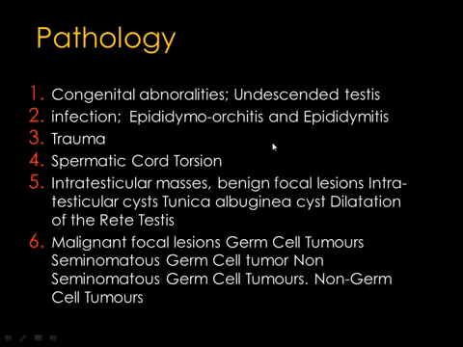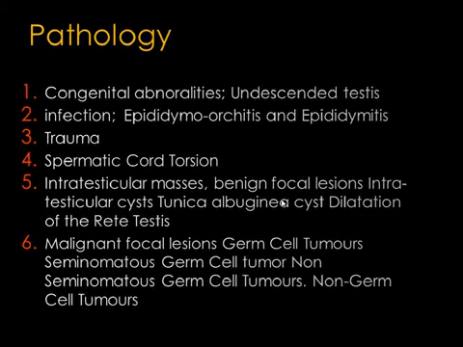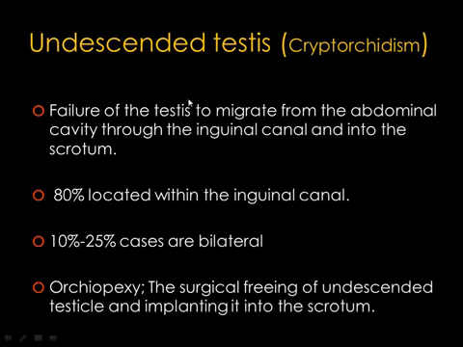Pathology. Here is the list of scrotal pathology we will discuss. We will begin with the congenital abnormality of undescended testis. Undescended testis is also known as cryptorchidism. It is the failure of the testis to migrate from the abdominal cavity through the inguinal canal and into the scrotum.